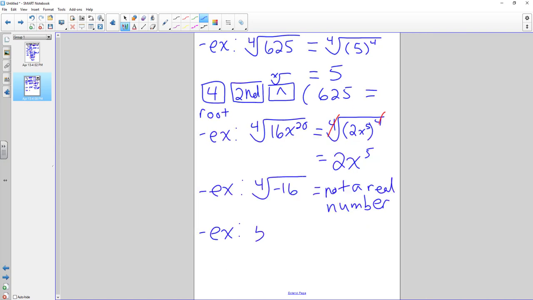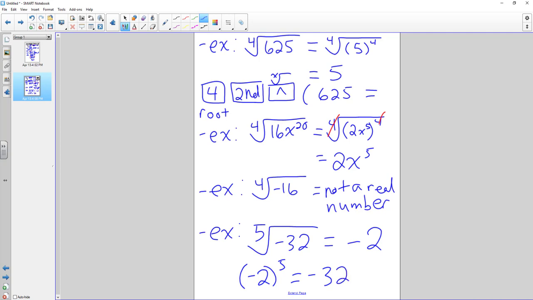How about a 5th root one? The 5th root of negative 32. Now that one, we're back to an odd root. So this one does work out. This one is negative 2. Negative 2 to the 5th power is negative 32. So with odds, we can have a negative on the inside, just not if it's an even root.